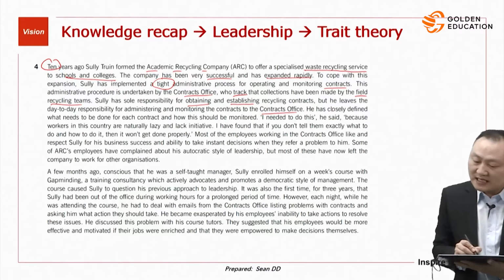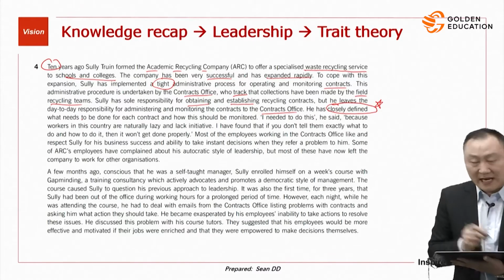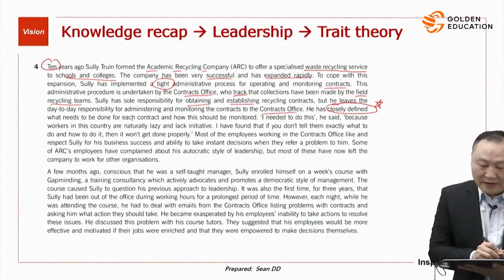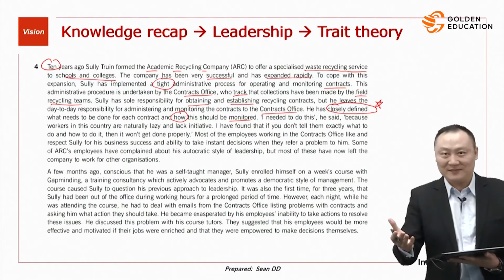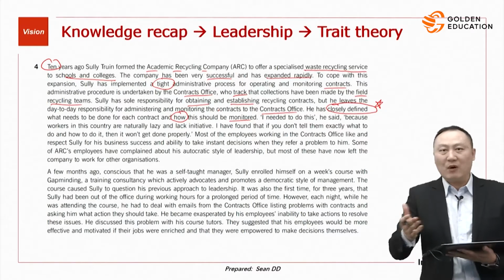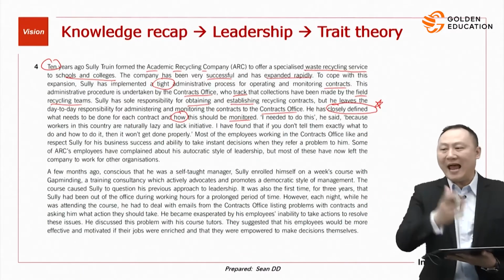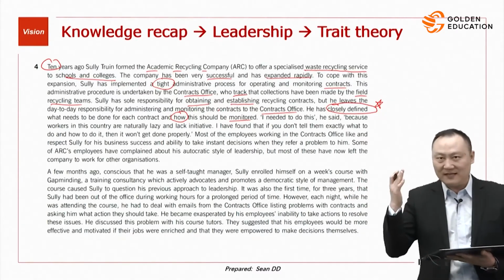He has closely defined, keyword, closely defined what needs to be done. He tells the employee what needs to be done in detail for each contract and how this should be monitored. Ladies and gentlemen, up until here, I think you should be aware of the leadership style. Which leadership style is that? Is it 1.1, 1.9, 9.1, 9.9, 5.5, or X and Y? Which theory is better? X and Y theory is better. X1, definitely X and Y theory is better.